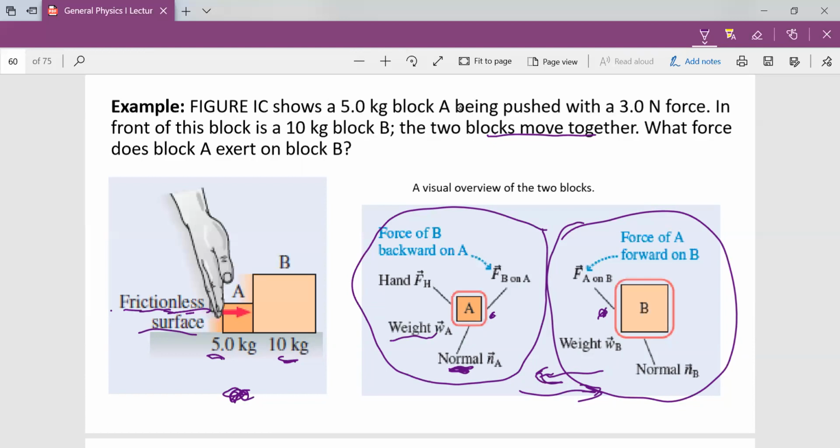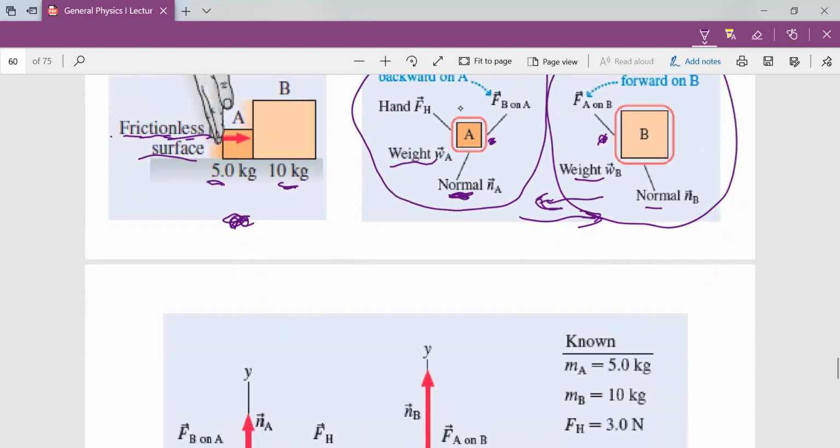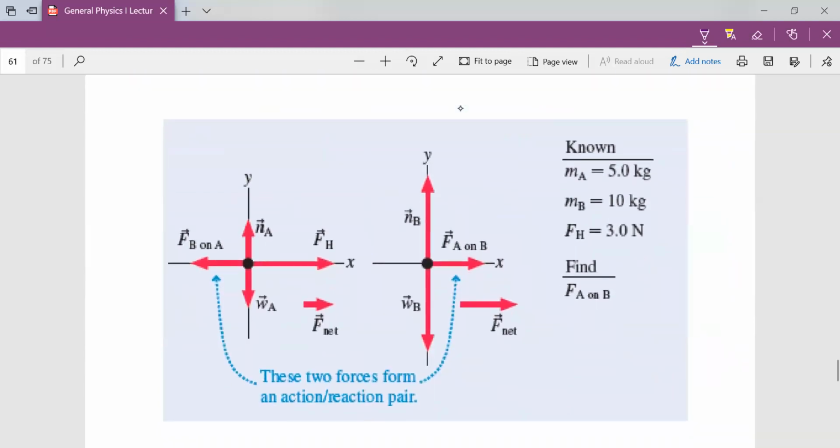Okay, this is where the force of B will act on this. That's the surface of contact. And then we'll have the weight and also the normal force. So the next step will be to do the free body diagram of this particular force. Okay, so let's look at the free body diagram.